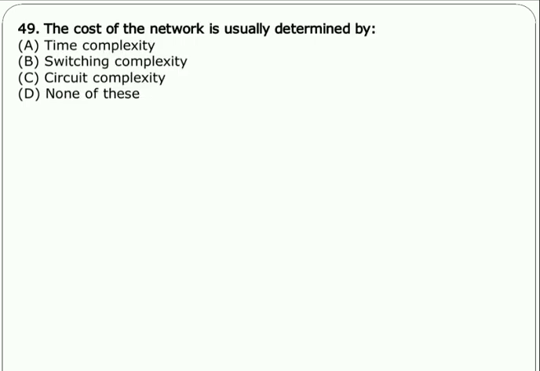The cost of the network is usually determined by. So it is determined by switching complexity. Circuit complexity is a branch of computational complexity theory in which Boolean functions are classified according to the size or depth of the Boolean circuits to compute them. Option B is the correct answer.